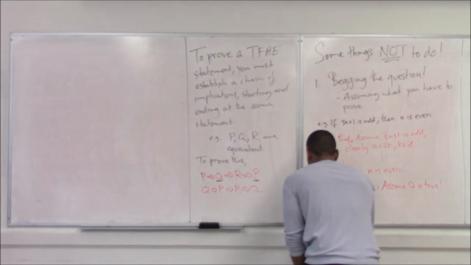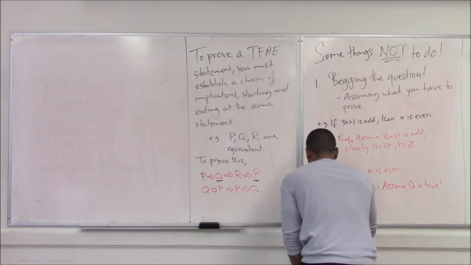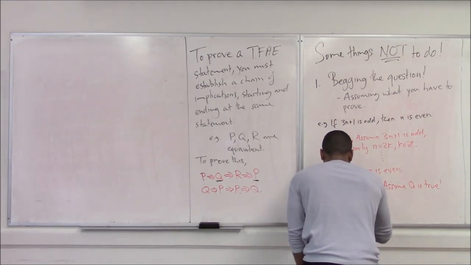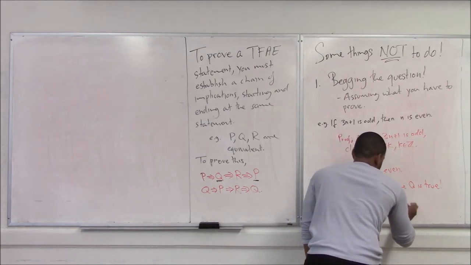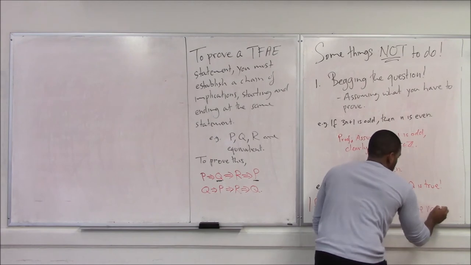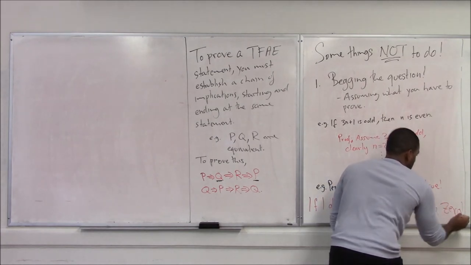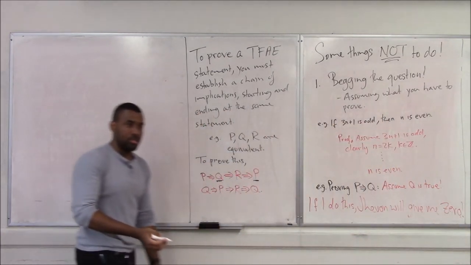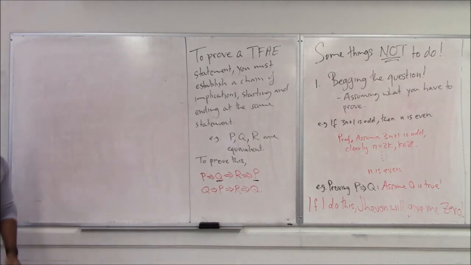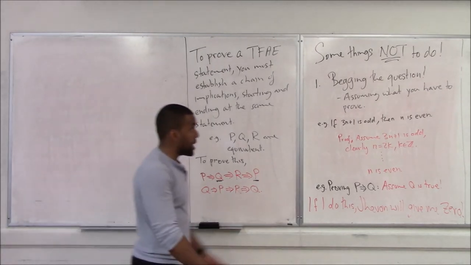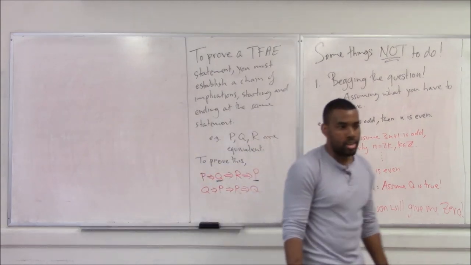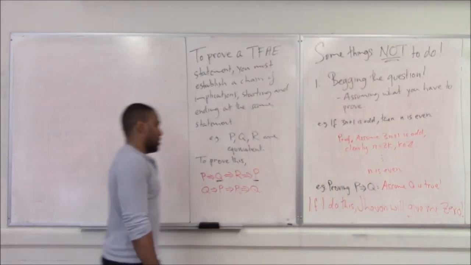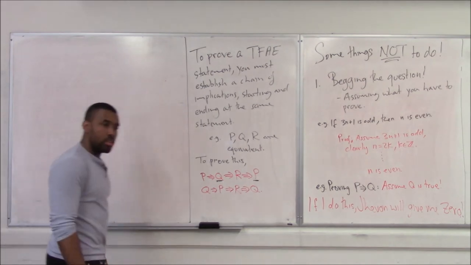Write this down as well, probably in all caps. Okay? Like, if you start a proof by begging the question, I will ignore everything else you write, because it won't matter. I'll just give you a zero and a one.